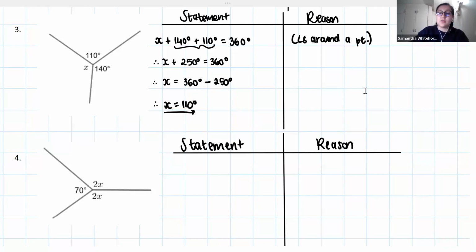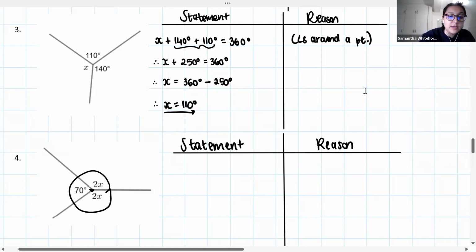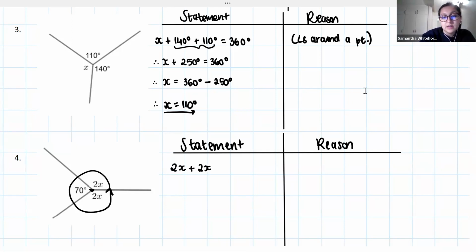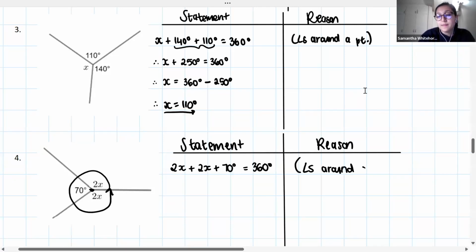Alrighty, so I'm actually going to start with what Joshua has actually just posted in the chat. There is our statement. We know that we've got angles all around a central point. So 2x plus 2x plus 70 degrees must give me 360. Why? Well, because angles around or round really doesn't matter a point.